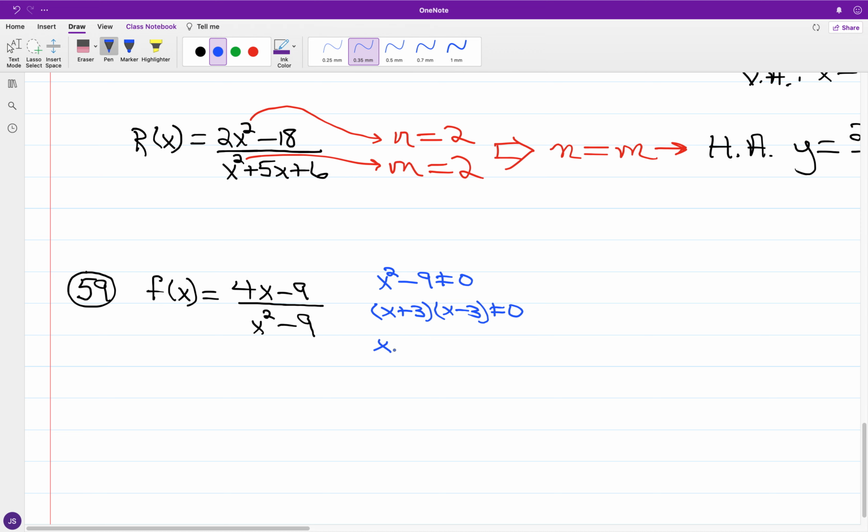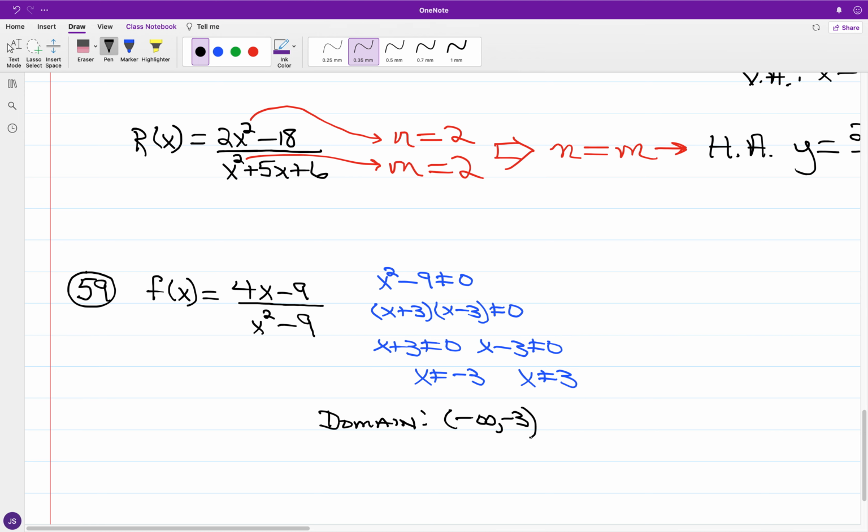Looking at each factor, the restricted values are going to be additive inverses, so x cannot be -3 or +3. And so for the domain, we have those values of x less than -3, but not including -3. Likewise, between -3 and +3, again not including either of those two values. And then for the rest of the domain, those values of x greater than 3.